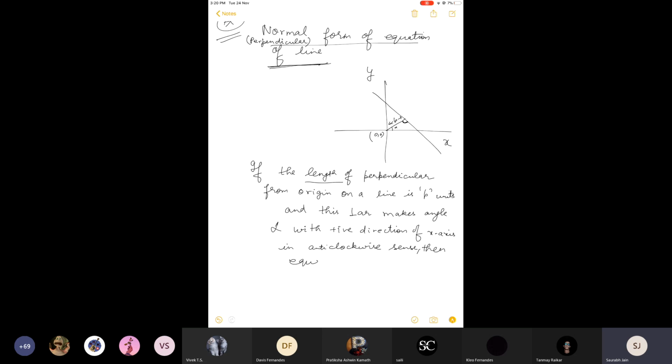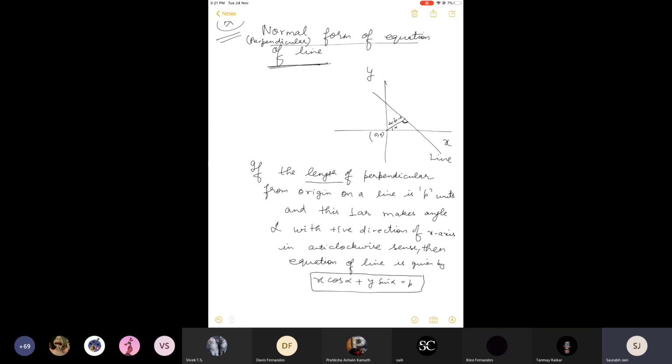Then the equation of line is given by, not the equation of perpendicular, I am talking about the equation of this line. Then the equation of line is given by x cos alpha plus y sin alpha equals p. So you are writing the equation of line. But what are the things given? The things given are related to the perpendicular on it, like the length p. This length p is the length of perpendicular from origin, not from any point, from origin on the line. Okay, so p is that length.